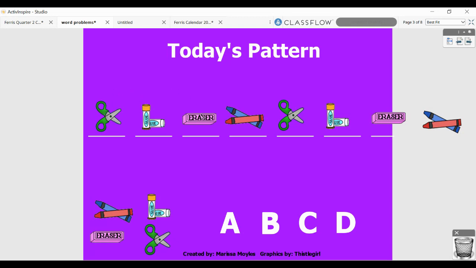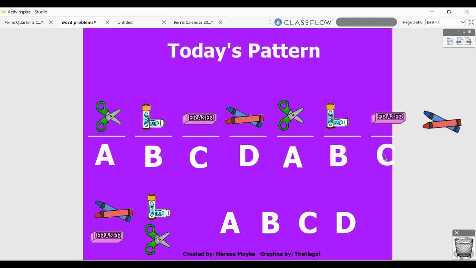Scissor, glue, eraser, crayons. Let's go ahead and label them. Remember, every object needs a different letter. A, B, C, D. A, B, C, D.